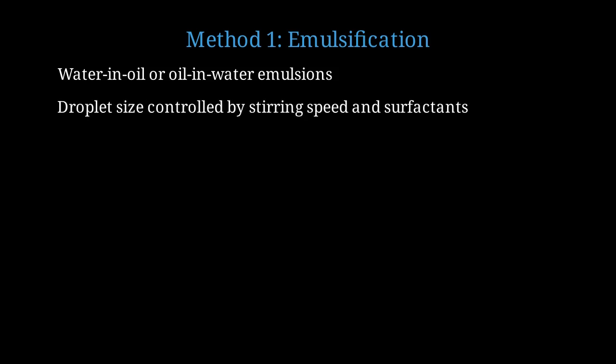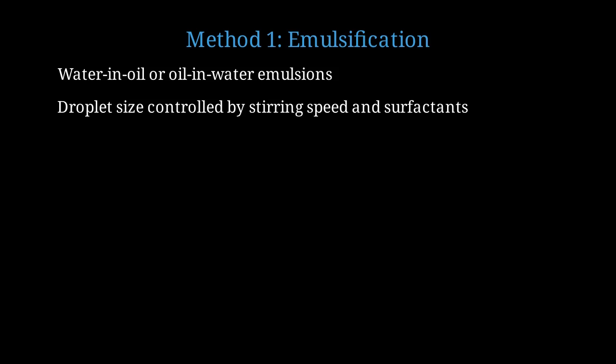The first common method is emulsification. This is one of the most versatile and widely used techniques. In emulsification, we create either water in oil or oil in water emulsions. The aqueous phase contains the polymer precursors, while the oil phase acts as a continuous medium to disperse and stabilize the droplets. Droplet size is controlled by adjusting stirring speed, surfactant concentration, and viscosity ratios.